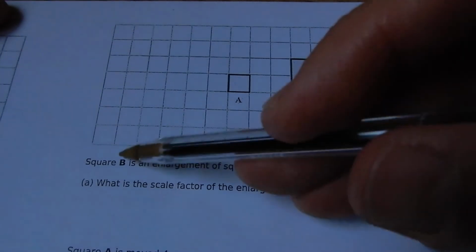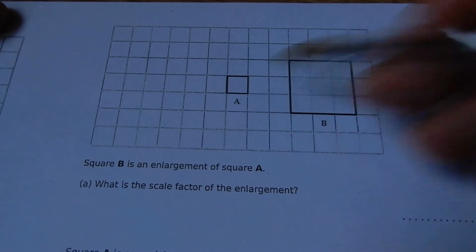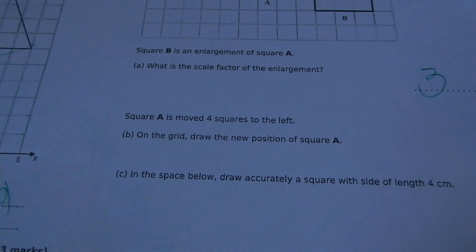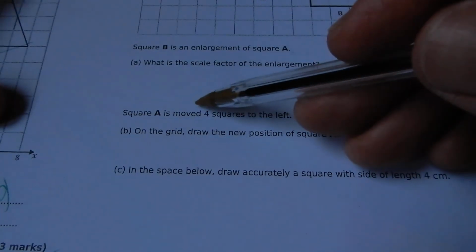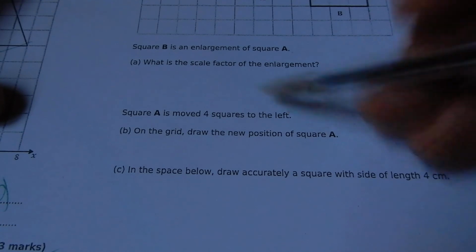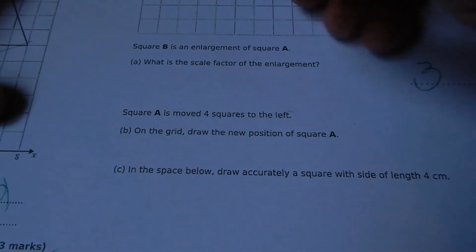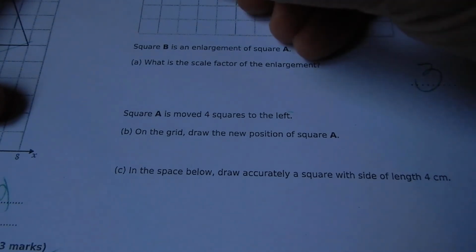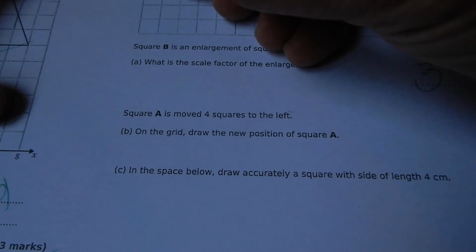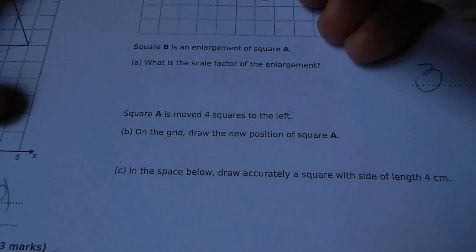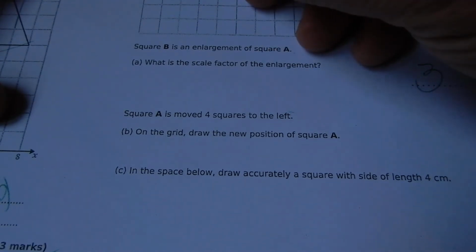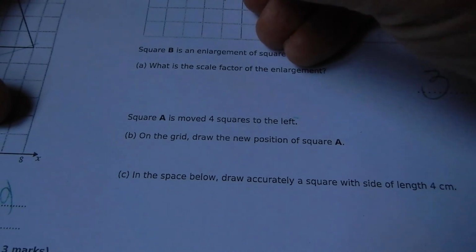Right. Square B is an enlargement of square A. What is the scale factor of the enlargement? Well, 1 has become 3, so it's 3. There we go. Next one. Square A is moved 4 squares to the left. On the grid, draw a new position. Okay, 4 squares. 1, 2, I'm going to do this bit here. 3, 4. There it goes. Let's just check that this bit has also gone 4 squares. 1, 2, 3, 4. Yes. There he is.